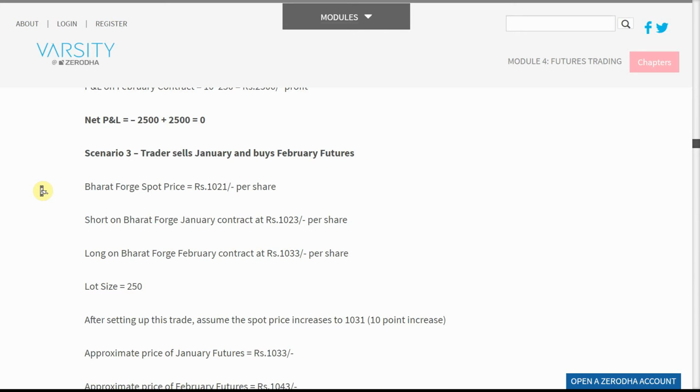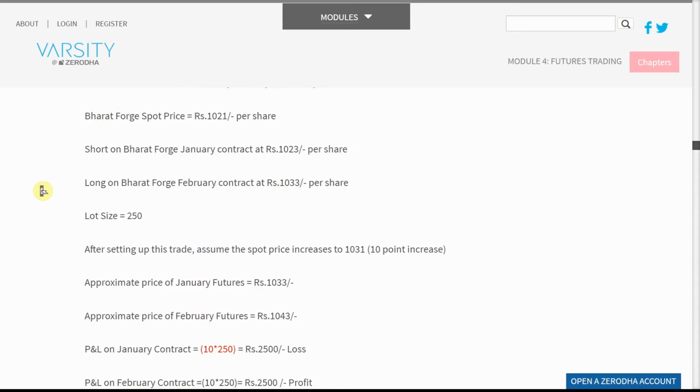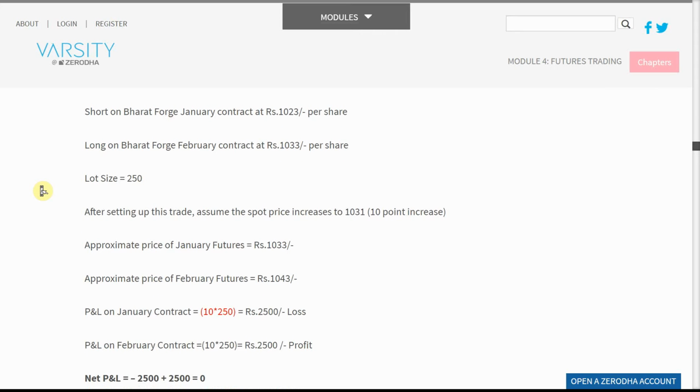Scenario 3. Trader sells January and buys February futures. Bharat Forge spot price equals 1021 rupees per share. Short on Bharat Forge January contract at 1023 rupees per share. Long on Bharat Forge February contract at 1033 rupees per share. Lot size equals 250. After setting up this trade, assume the spot price increases to 1031, a 10-point increase.